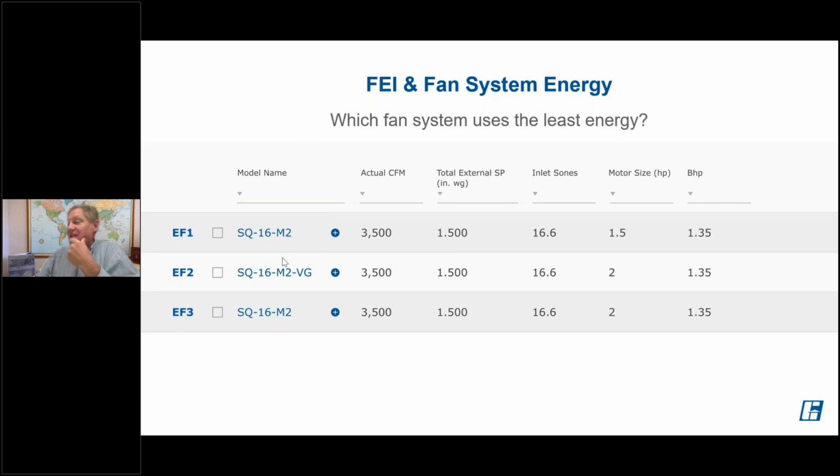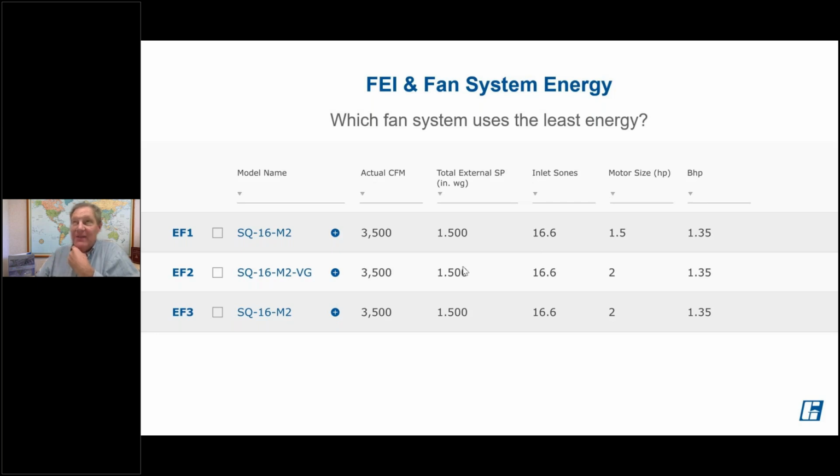So if you're using a software selection program that shows the basic fan performance, sound, motor horsepower, and brake horsepower, you say, well, which one uses the least amount of energy? Well, if we're just basing it on brake horsepower, they all have identical brake horsepower. So you really don't know for sure which one uses the least amount of energy.